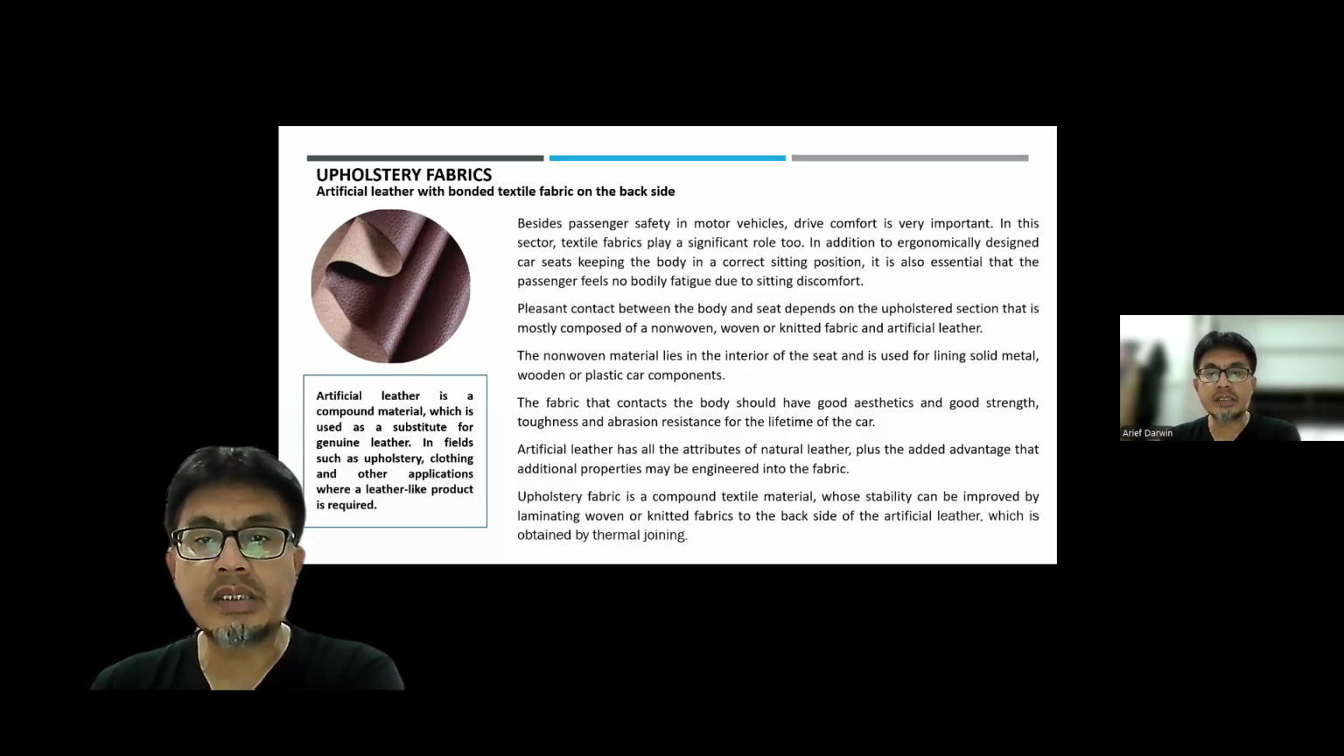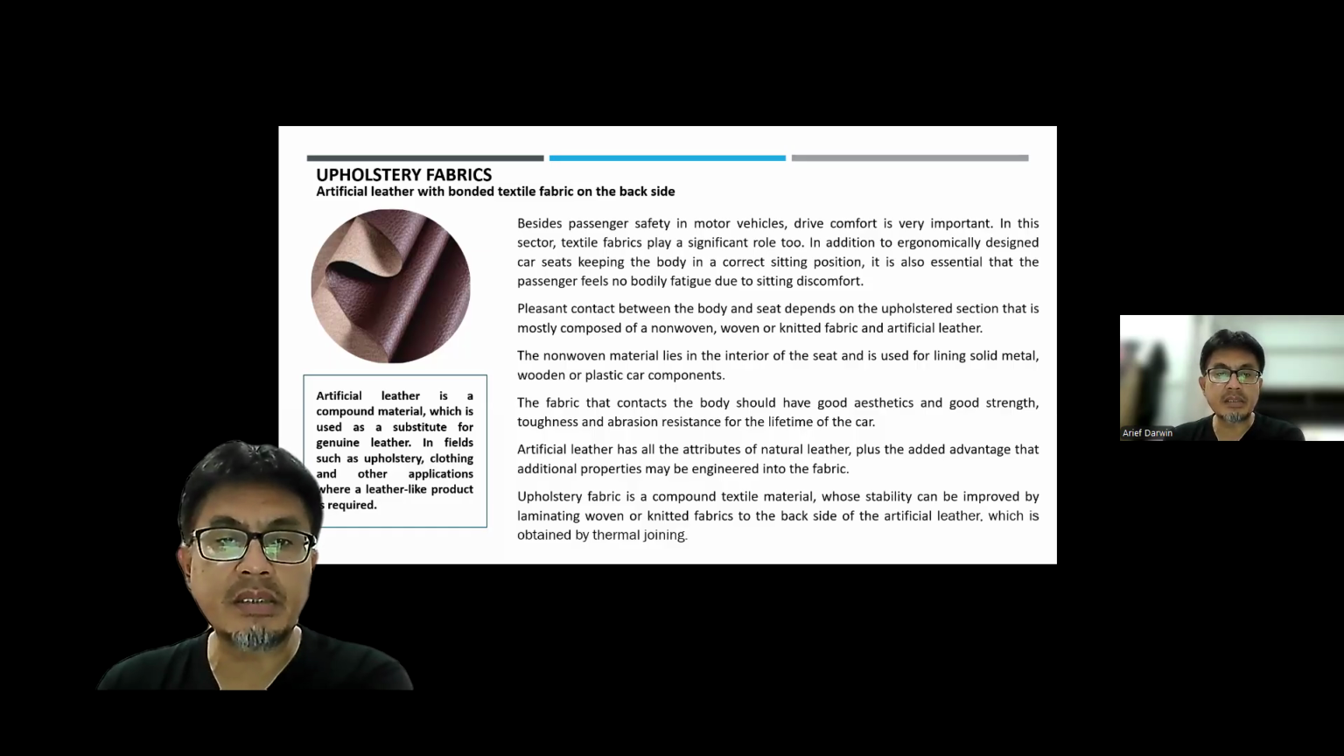Artificial leather has all attributes of natural leather, plus the added advantage that additional properties may be engineered into the fabric. Upholstery fabric is a compound textile material whose stability can be improved by laminating woven or knit fabrics to the backside of artificial leather, which is obtained by thermal joining.